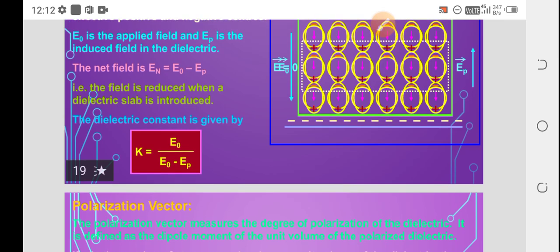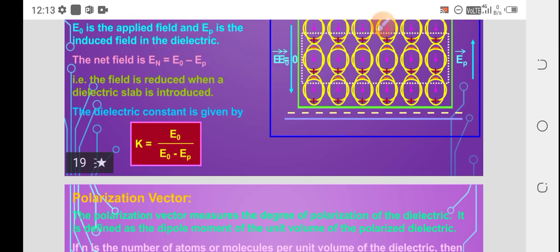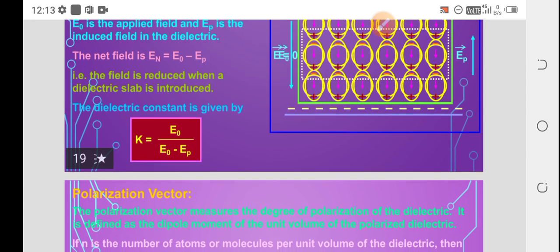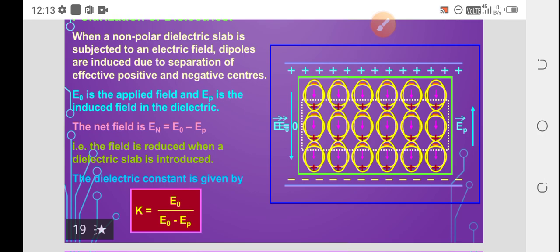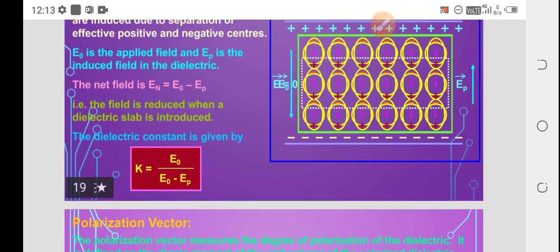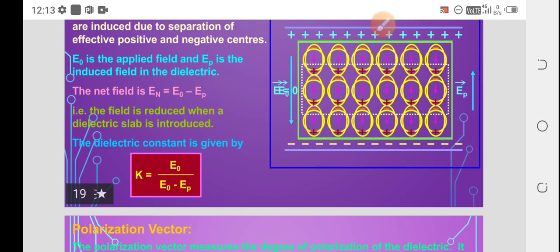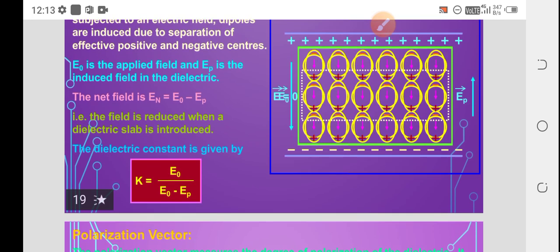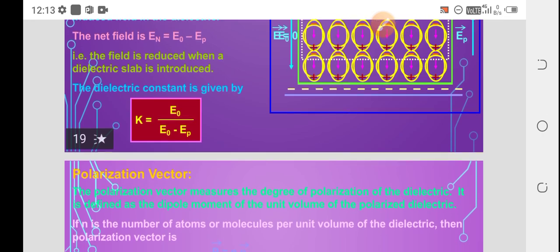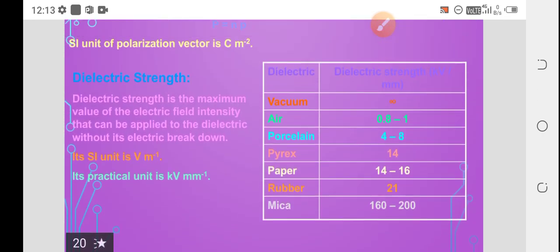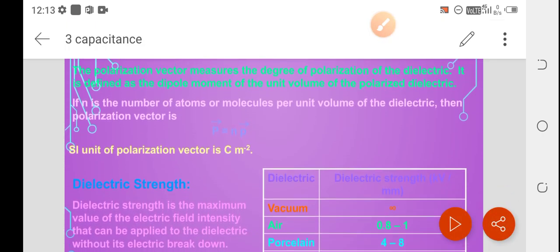So here the dielectric constant can be considered as K equals E0 divided by (E0 minus EP), where E0 is the external electric field and EP means the electric field due to polarization. So K equals E0 by (E0 minus EP). So this is about the topic. Thank you.